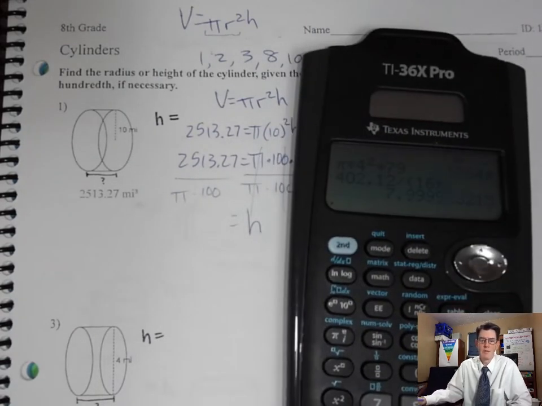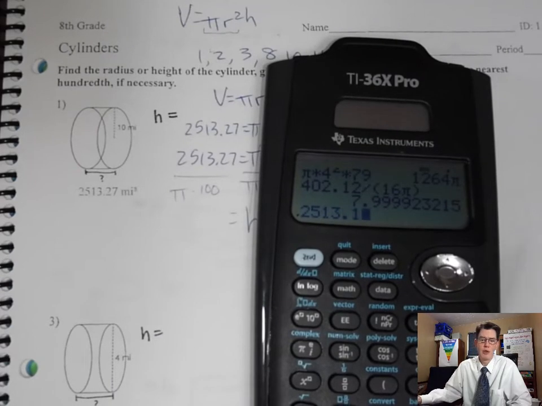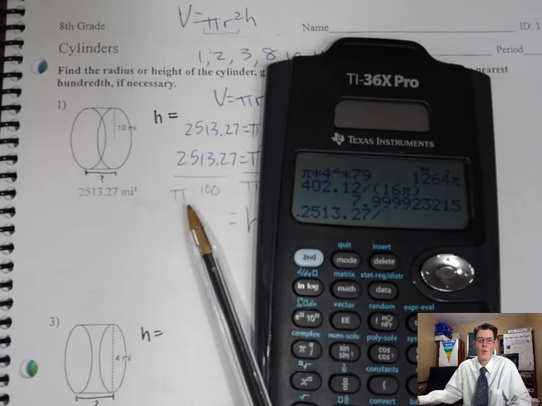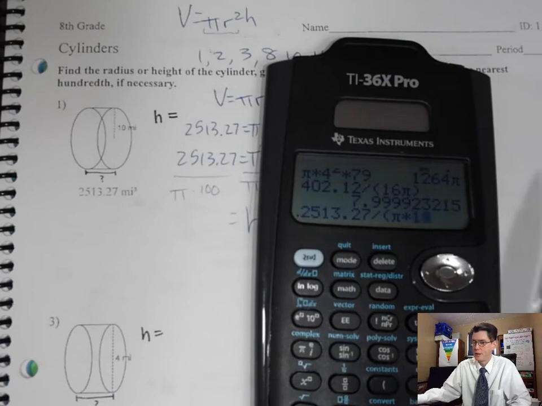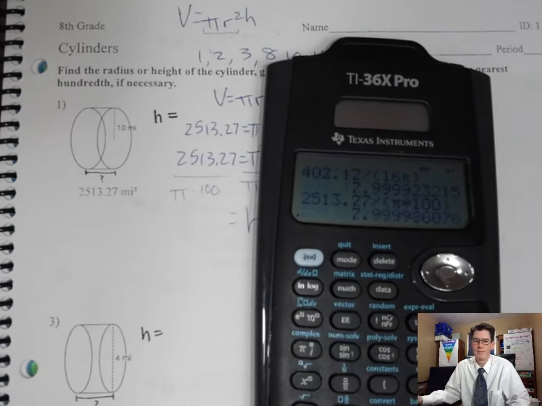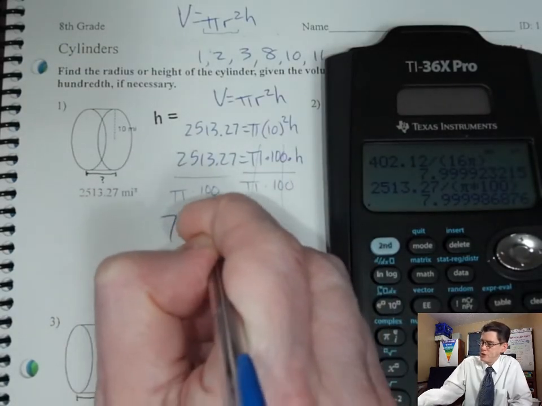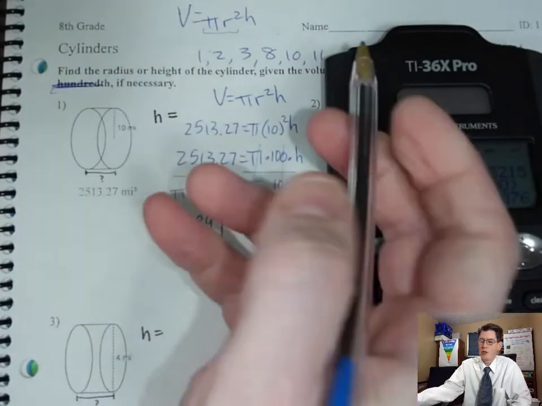So let's see, here we go. There's the pi button right there we'll be using. 2513.27 divided by, and you want to make sure that when you divide by the 100 pi, you use parentheses: pi times 100. And we get 7 point, a whole bunch of nines. The instructions in the Canvas module say, no matter what, we're rounding to the tenth.